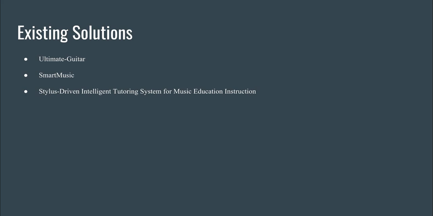The software called Smart Music allows teachers to assign music to practice and records the practice sessions for the teacher to evaluate. Smart Music has no intelligent aspect and is designed to be a simple practice tool.